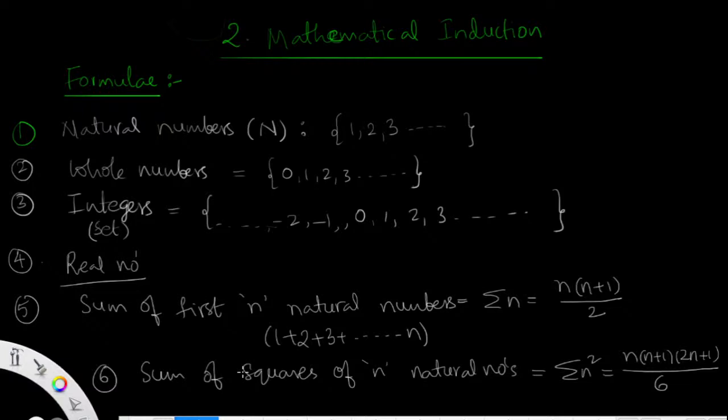Mathematical induction. First, natural numbers. What are the natural numbers? Next one, whole numbers, integers, real numbers, and the sum of the first n natural numbers, the sum of the squares of the first n natural numbers, and the sum of the cubes of the first n natural numbers. So these are the basic formulas. Okay, first you have to write and learn. The set of integers is denoted by Z, whole numbers are denoted by W, natural numbers are denoted by capital N, and real numbers are denoted by capital R.